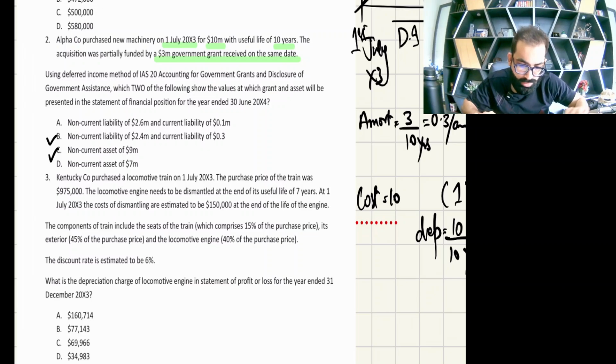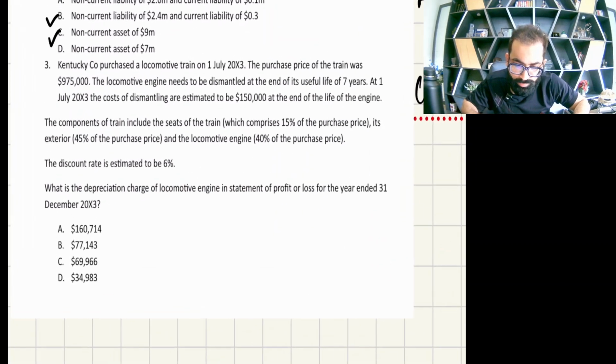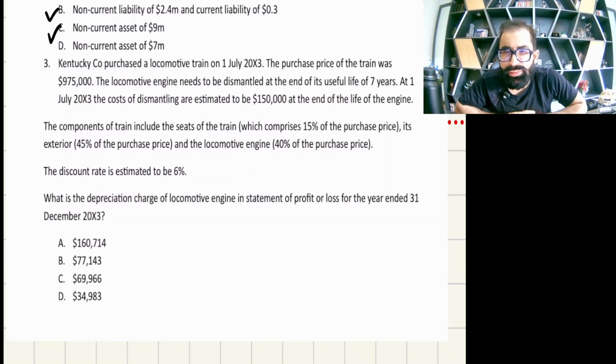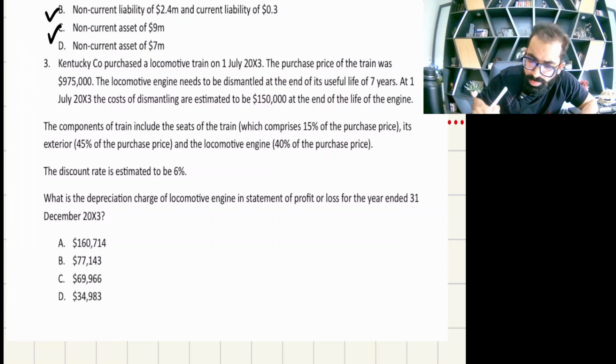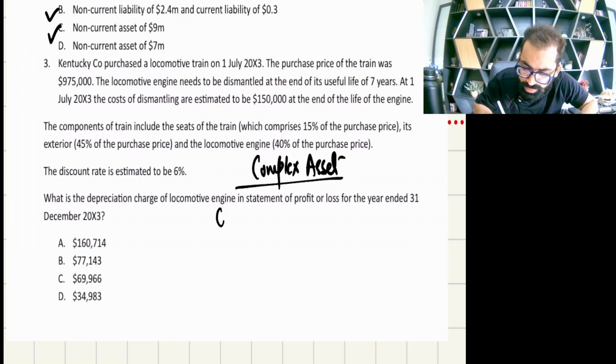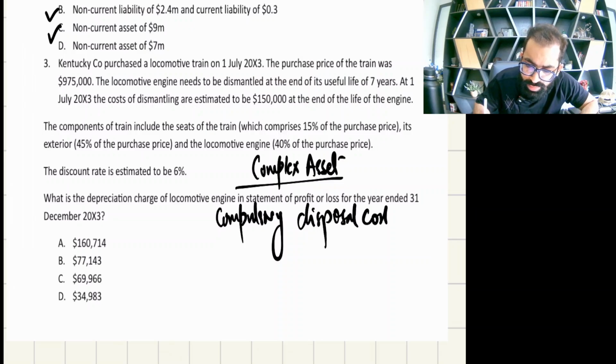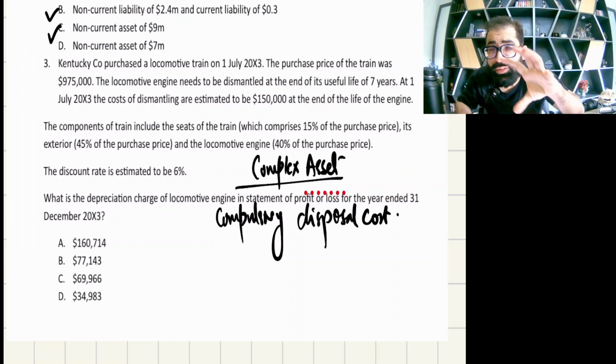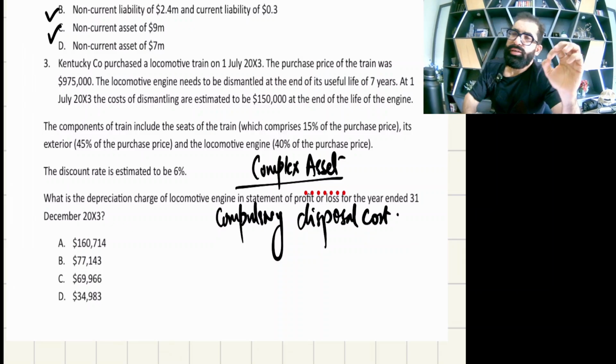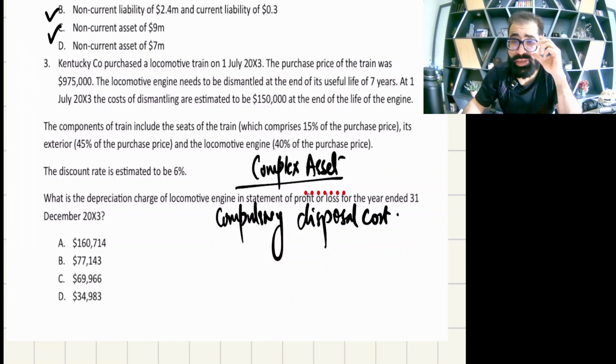Okay, now question number 3. It's IAS 16 and 37, a combination of 16 and 37. I hope you remember one topic, complex asset, and the second topic is compulsory disposal cost. Hope you remember both of them. Listen, first of all, a complex asset is an asset which has different components having different useful lives.